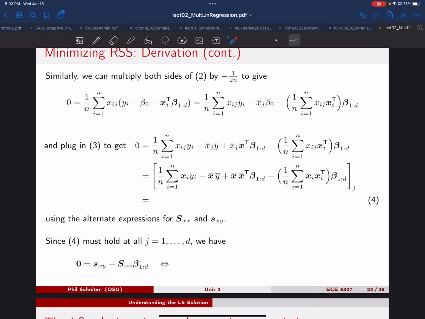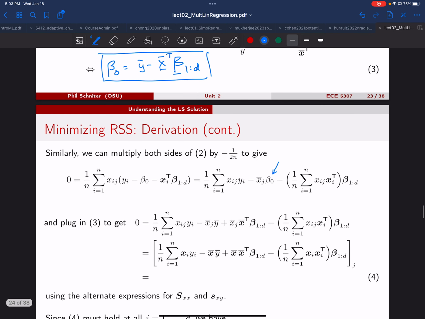Okay, so is everybody okay so far, or any questions? Okay, so the next thing is let's replace this with the expression we derived on the previous page, which is this guy. So that's going to give us this y bar, and it's going to give us this term here.